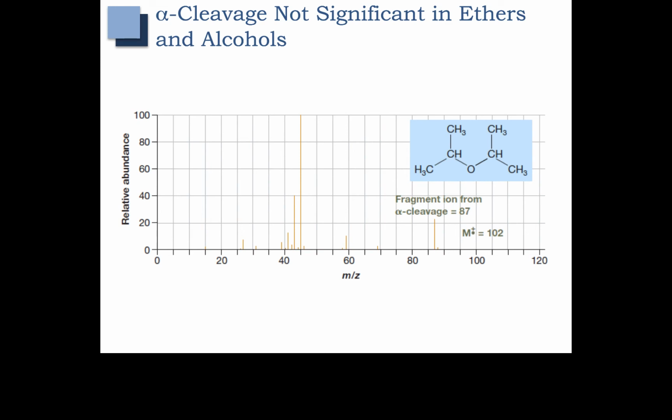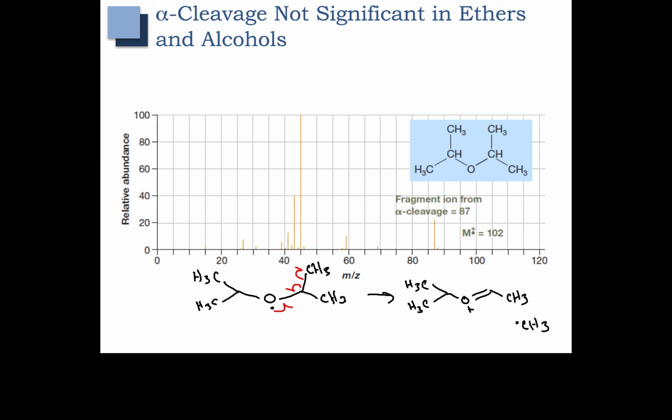Let's quickly draw out what alpha cleavage would look like, just so we get a little bit of practice drawing out the mechanism. One of the non-bonding electrons would get kicked off, and we'd end up with a radical on the oxygen. And then one of our methyl groups would fall off, to create this species here, as well as methyl radical. And this is what corresponds with that peak at 87.